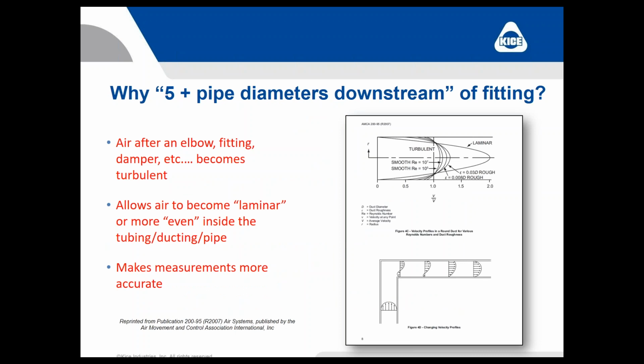And again, I'm going to mention this a little bit downstream of this, if you will. Why 5+ pipe diameters downstream of a fitting? Well, air after an elbow or a fitting becomes what they call turbulent. It's bouncing off the edges, it's bouncing off the sides, it's all over the place. So we go as many diameters as we can, and engineers will say 20.